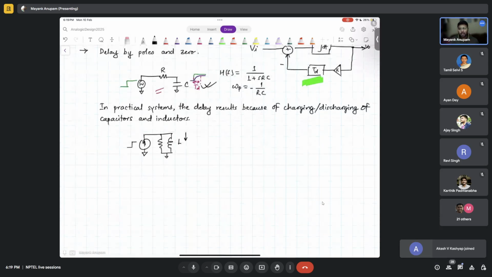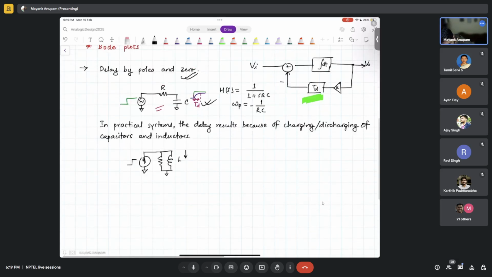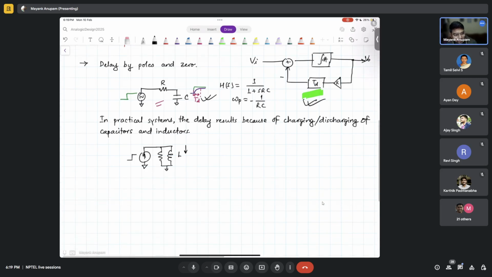Now tell me something. How does a zero affect the system? So we know that from this analysis we see that poles are always a problem in negative feedback, isn't it? They will always cause some delay, isn't it? This is understood. All right. But what can you say about zeros?